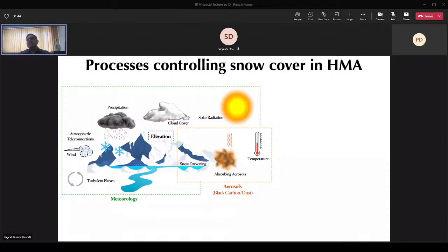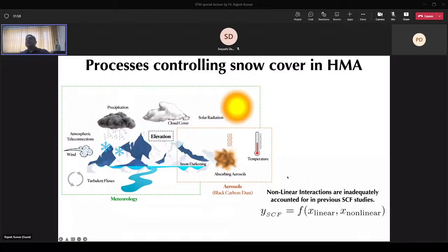In addition to some direct relationships with snow cover in high mountain Asia, there is also interaction between these different processes. For example, aerosols affect the meteorology. There are interactions between meteorology and elevation. So in the first analysis that we did in this project, our objective is to capture both these linear and non-linear interactions in a multilinear regression model.